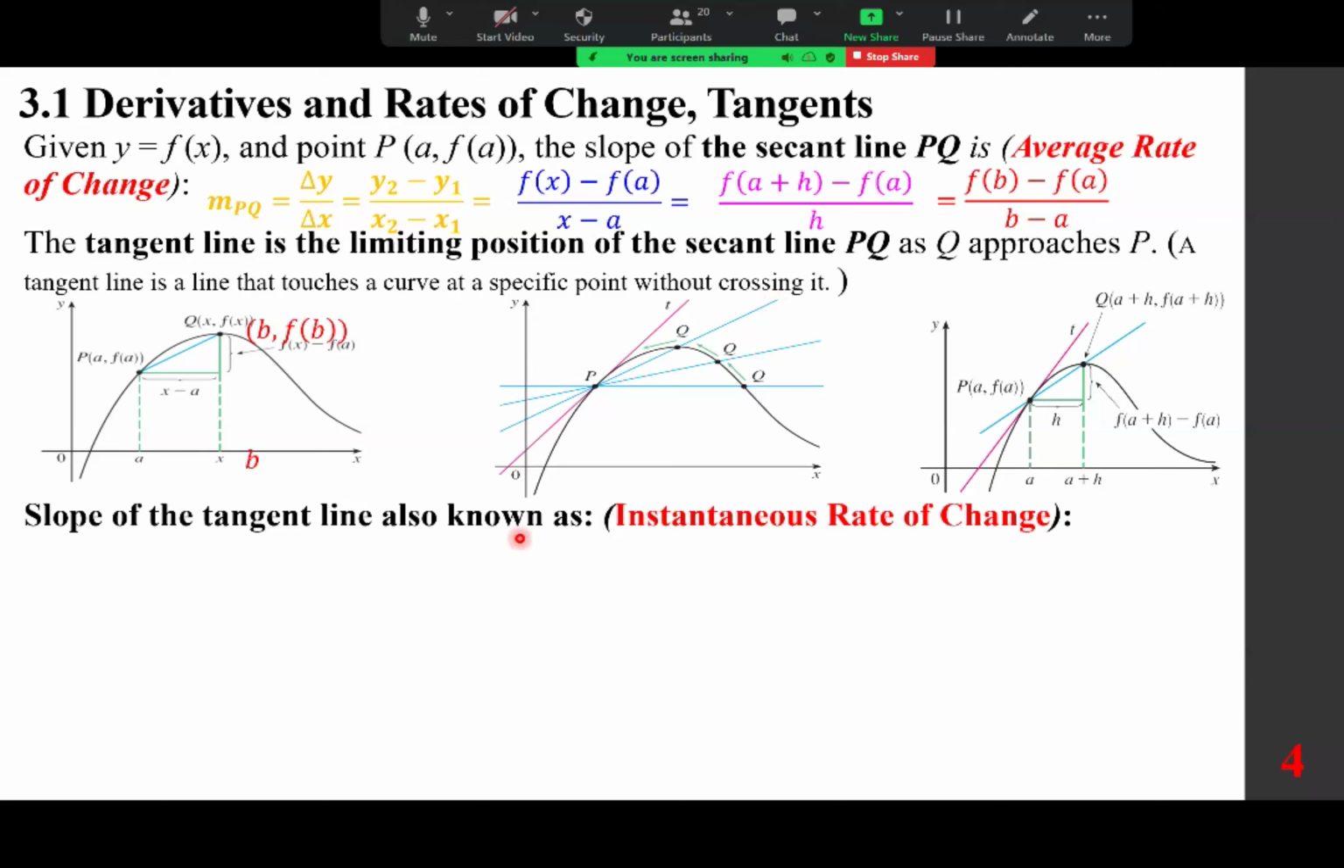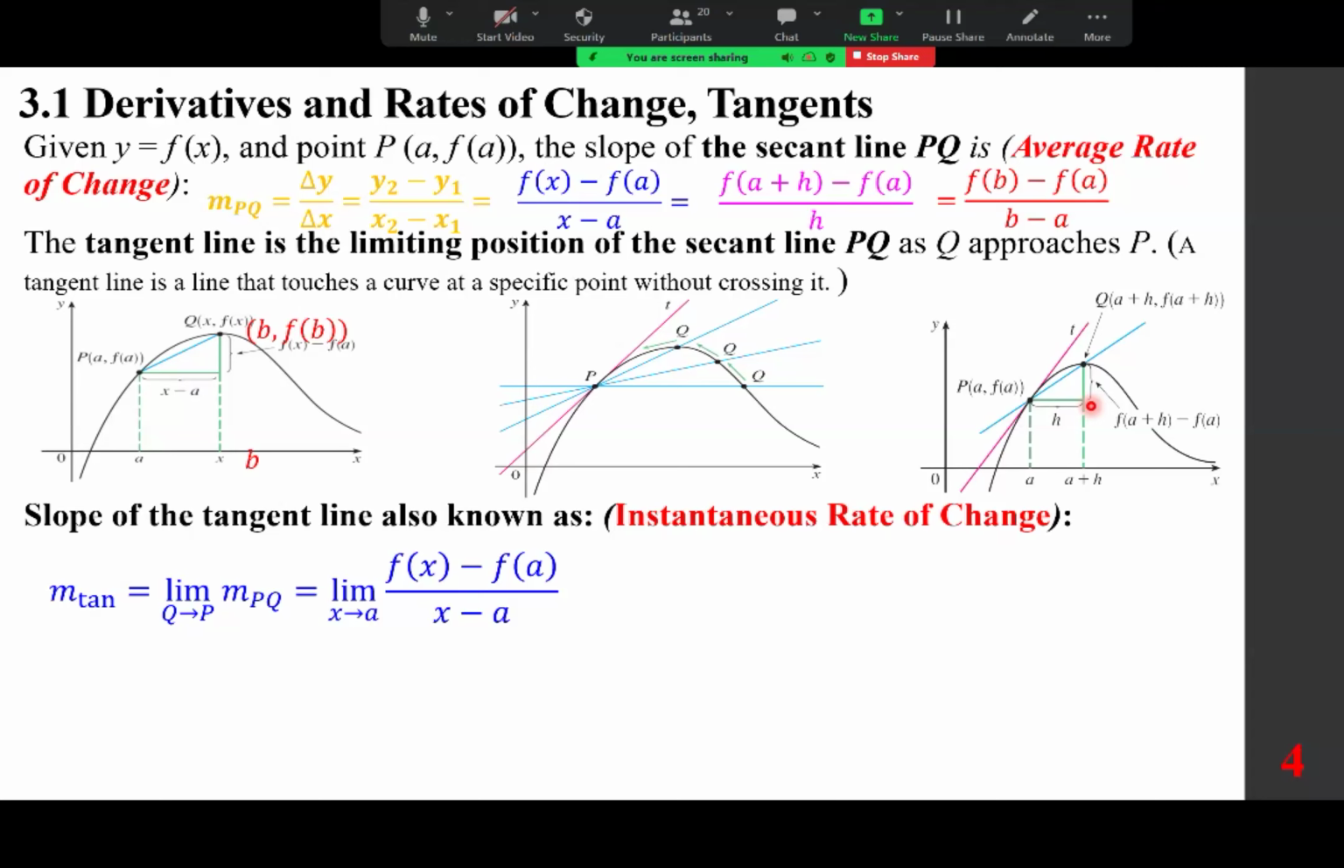Slope of a tangent line, also known as instantaneous rate of change. Slope of a tangent line is the slope of a secant line PQ as Q approaches P. So as Q approaches P, the secant line becomes a tangent line, this slope becomes the slope of a tangent line, and if you use this one, the limit of f of x minus f of a over x minus a as x approaches a.